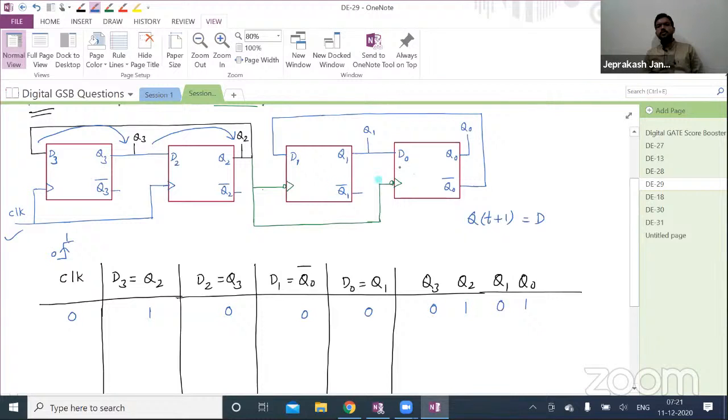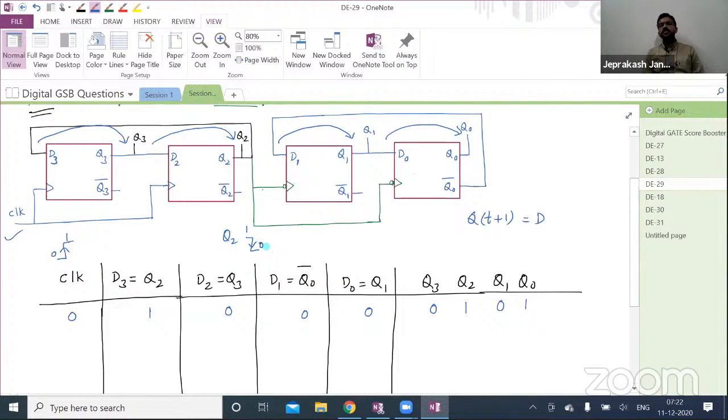Now just observe these two flip-flops. These two flip-flops are negative edge triggered. But for these two flip-flops, the clock signal is Q2. The output of this flip-flop we are giving as the clock. So whatever input these flip-flops have will come here. The condition is whenever the Q2 value changes from 1 to 0.